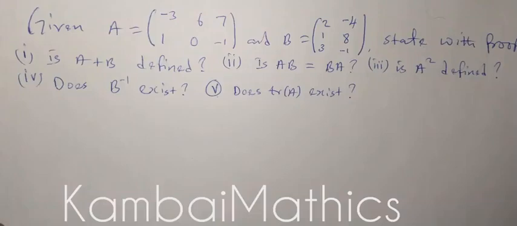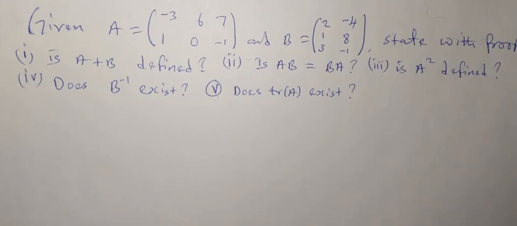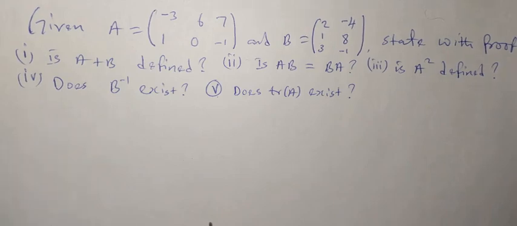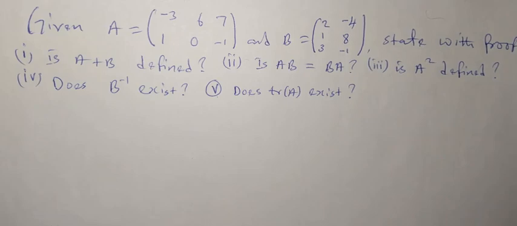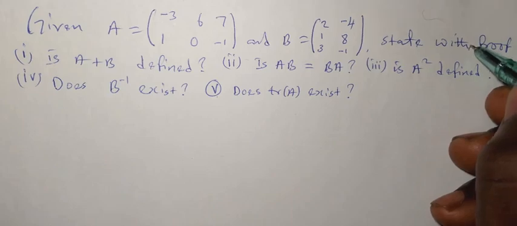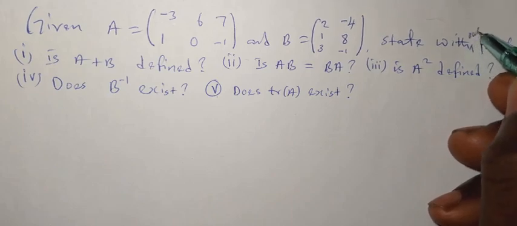Okay, we have this question, which is the B part of Math 111 of matrices. Given A equals minus 1 1 6 0 7 minus 1 and B equals 2 1 3 minus 4 8 minus 1, we should state without proofs. Sorry, it's supposed to be without proofs.